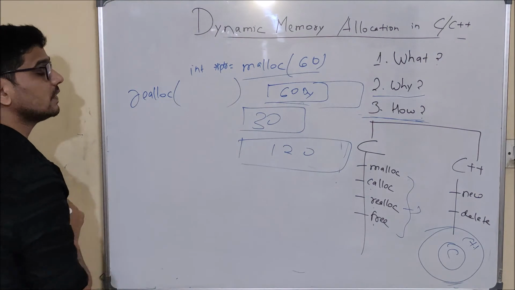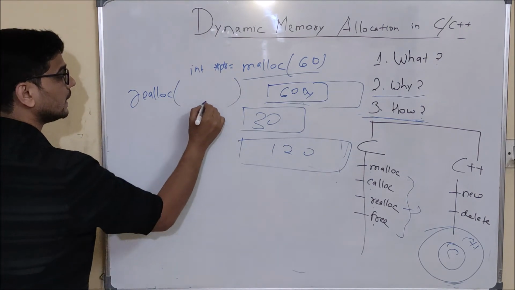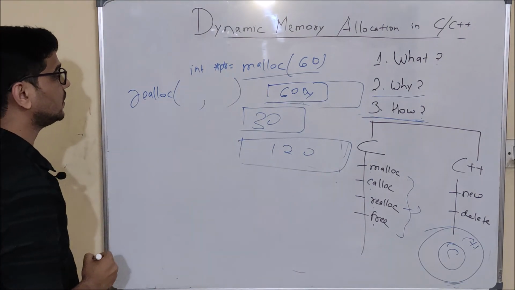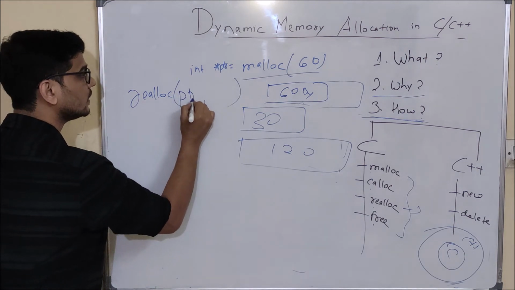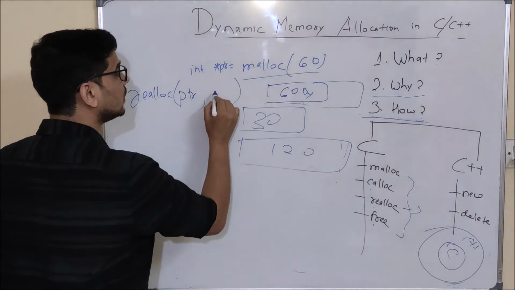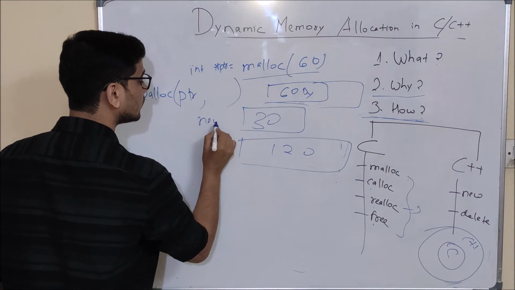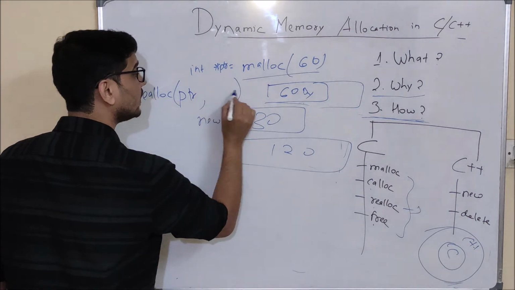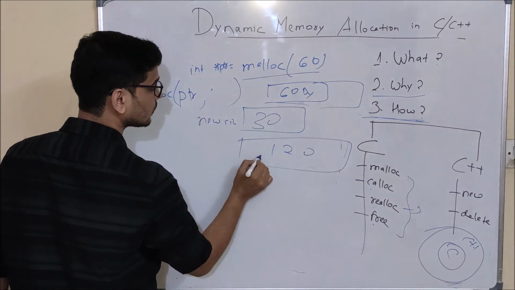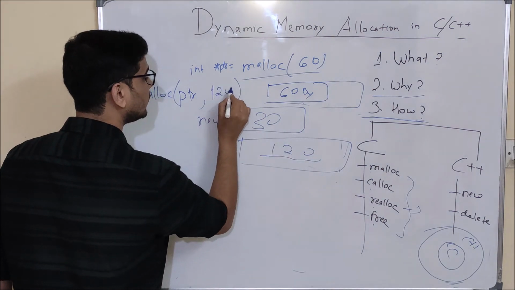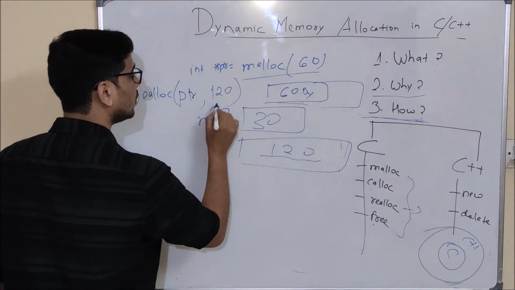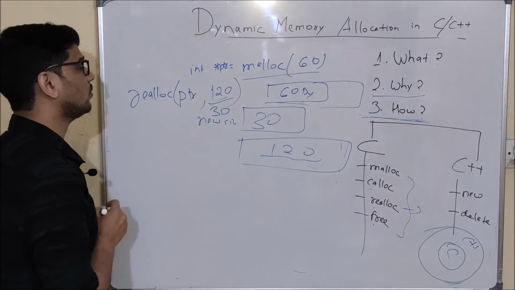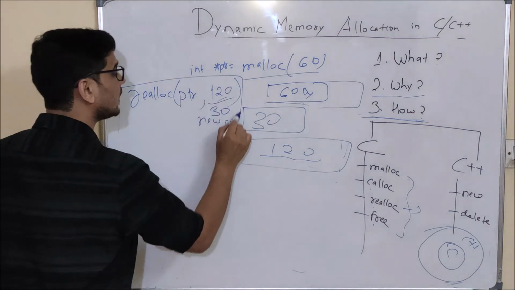And what parameters does the realloc function take? It will take 2 parameters. One will be the pointer name, and second is the new size. So here I can give 120 or 30 or anything you want as per your requirement. So this is our realloc function.